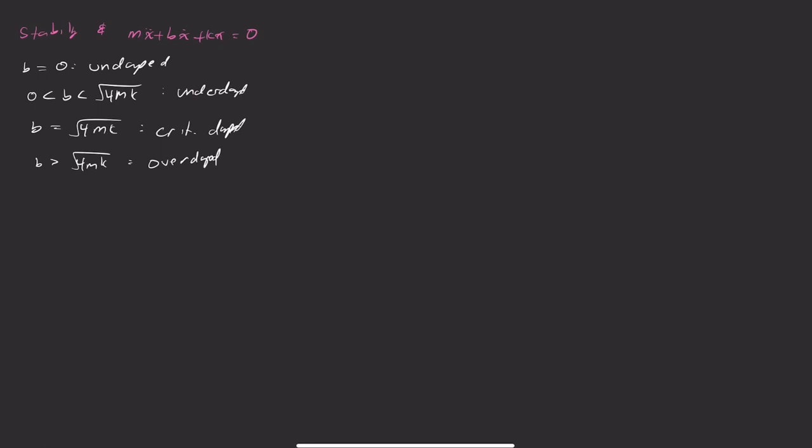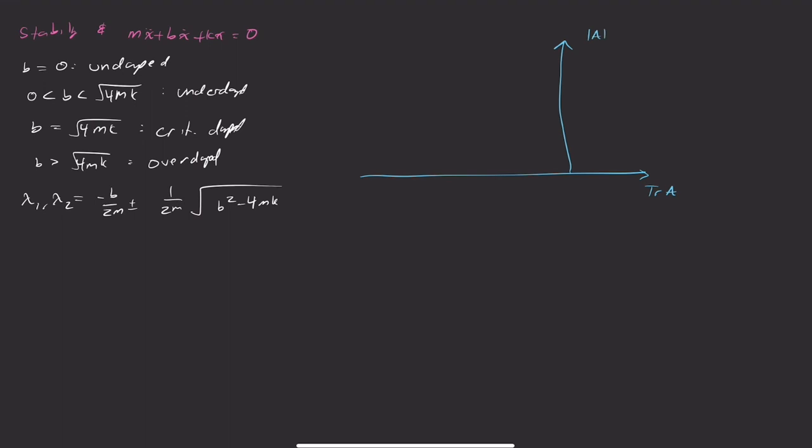And specifically because we have this well-defined equation, I think it's worth having familiarity with what the end solution is without having to derive it each time. So your eigenvalues, lambda 1 and lambda 2, are going to be given by negative b over 2m plus or minus 1 over 2m times the square root of b squared minus 4mk. Cool. If we take a look at the phase plane of a simple harmonic oscillator, this will be our trace of A axis, this will be our determinant of A.